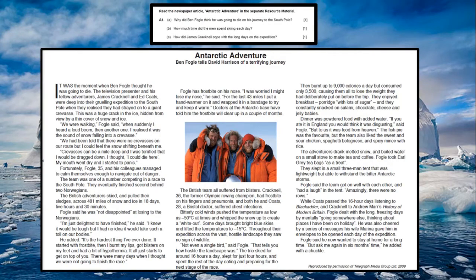So there's the answer, so pause if you want to read it yourself. If you want to get the exam, all you need to do is type in EDUQAS Ben Fogle into Google and you can find it there.